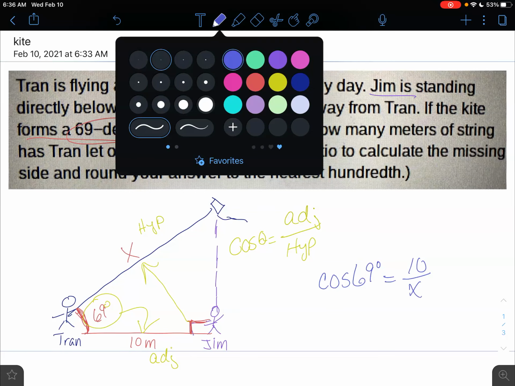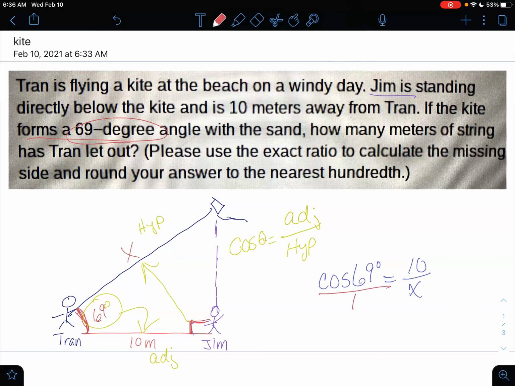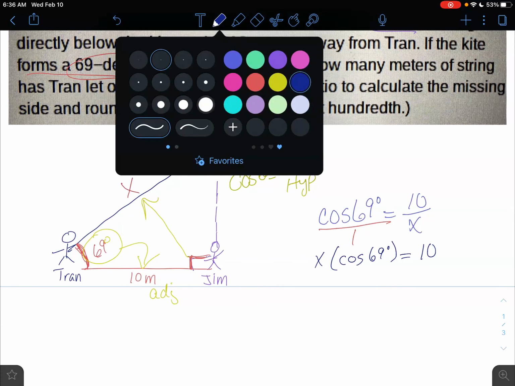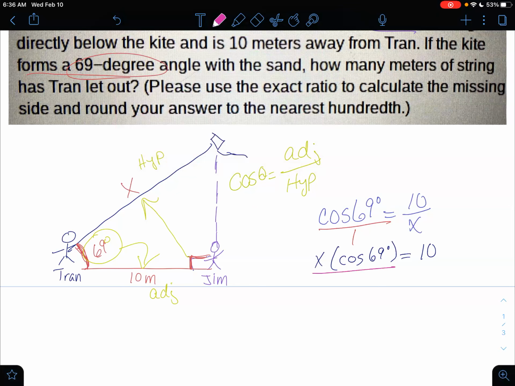Set it up over 1, because this is a proportion, and we will cross multiply. And so when we cross multiply, we get x times the cosine of 69 degrees equal to 10. Keep in mind, we want to keep the cosine all intact until we are done. We don't want to go and try and change it to the decimals until we are ready to actually do our calculation. So we have the cosine of 69 now being divided out. And so we have x equals 10 over the cosine of 69 degrees.